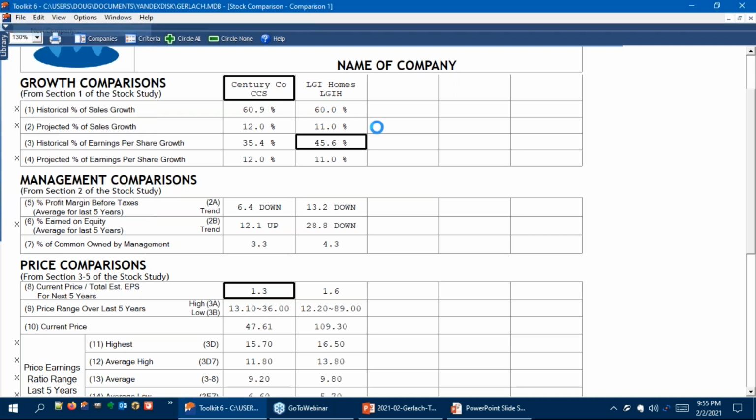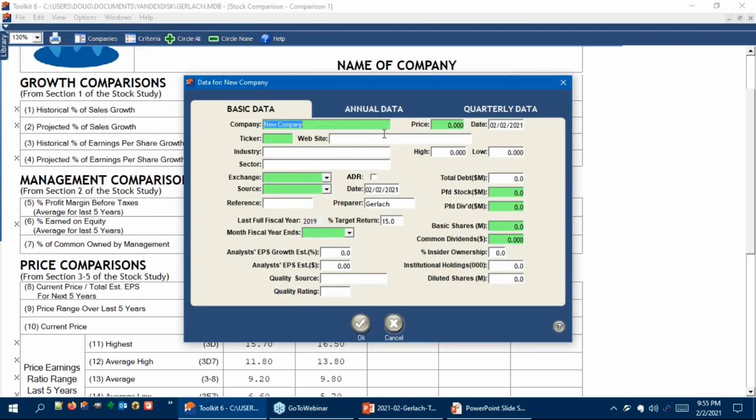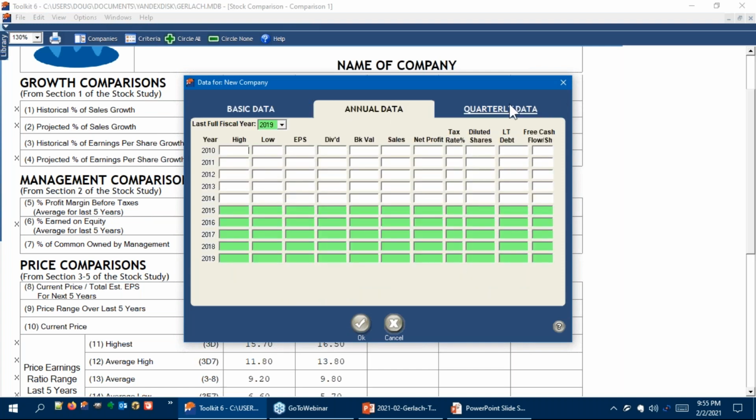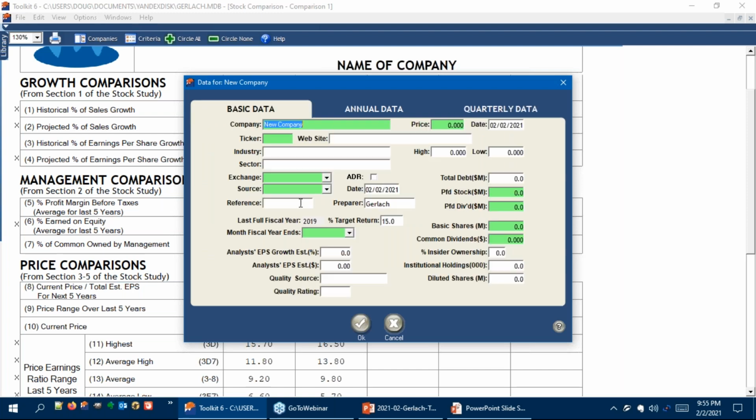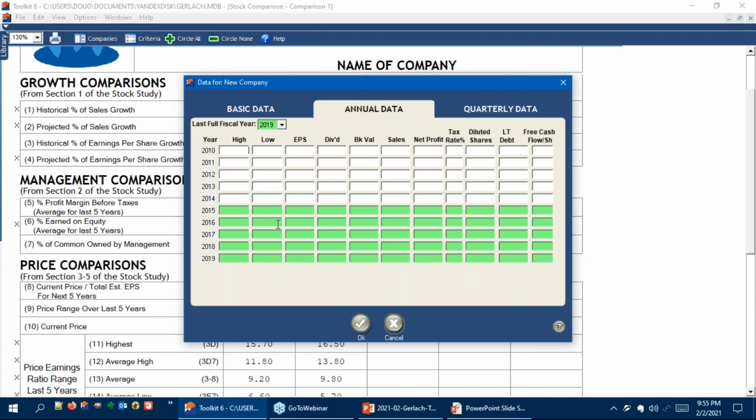All you need to do is say file new company, and you end up with a screen that looks just like this. There's the annual data, there's the quarterly data for the last 5 quarters, and you certainly need to have high and low prices, earnings, and sales at the very least. But the rest, the book value, the dividends, if it's available, the net profit, the tax rate, again, you might have to calculate the tax rate from the amount of net profit, depending on your data source.